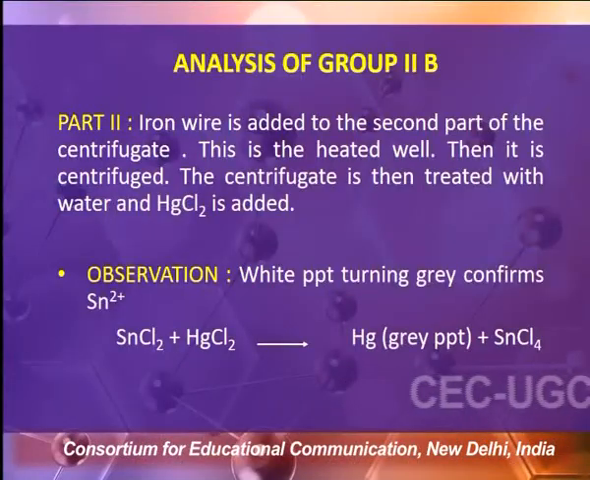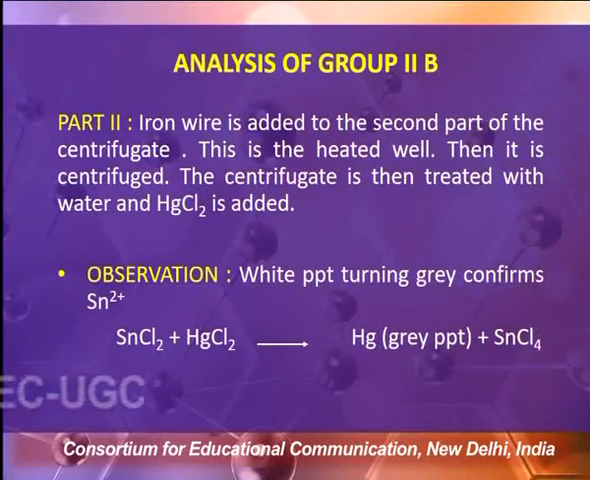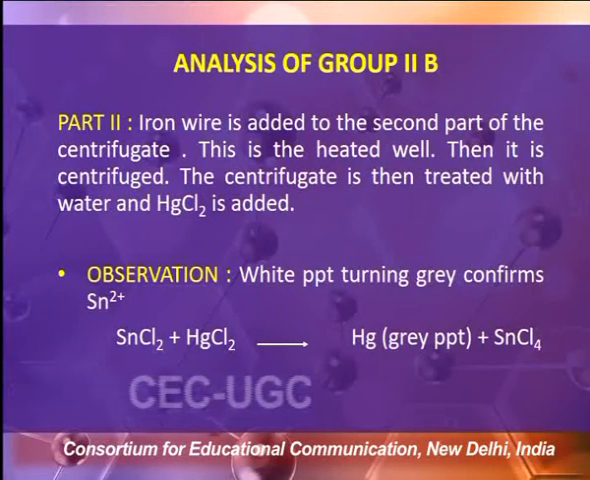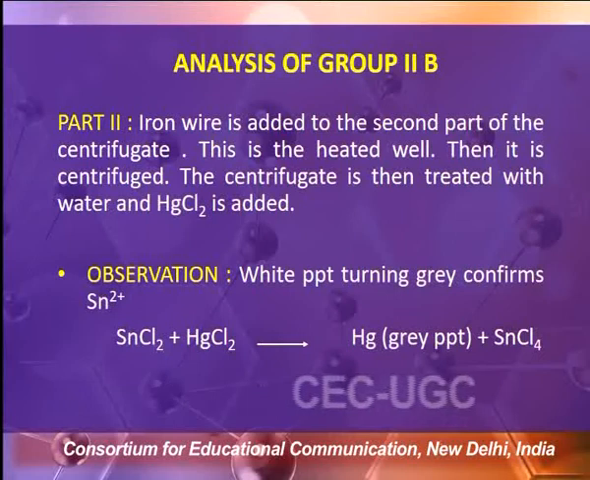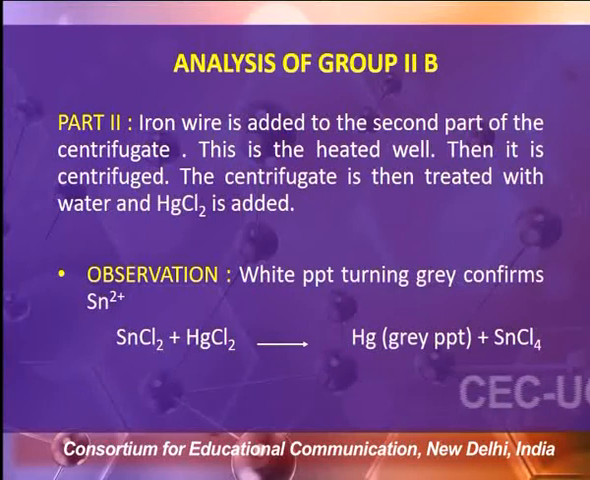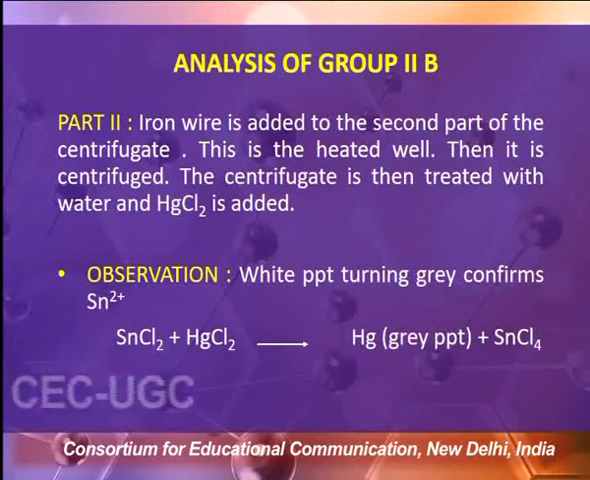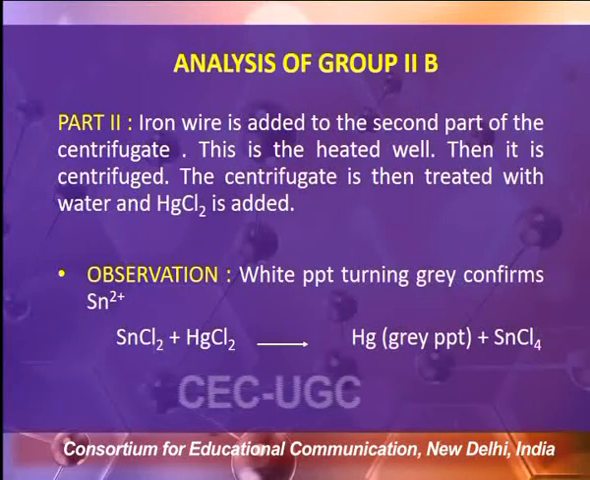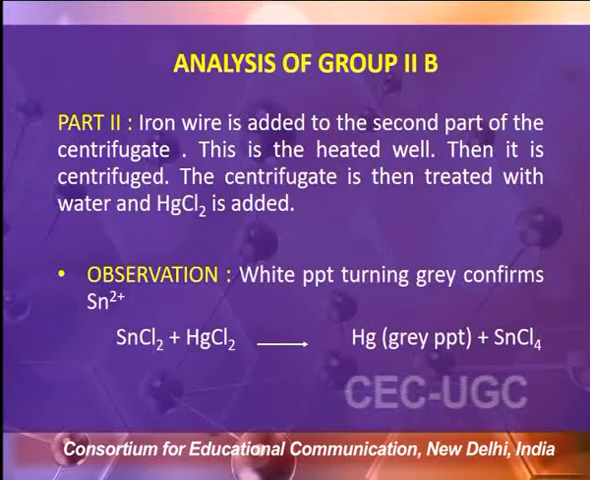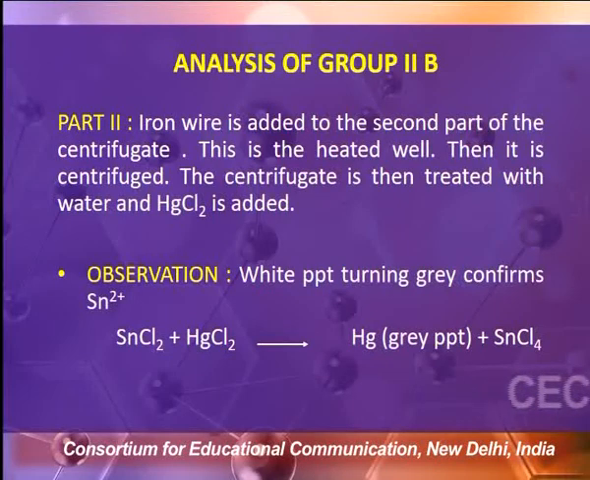And the chemistry involved is as shown, wherein tin chloride reacts with mercurous chloride to form mercurous ions which deposit as a grey precipitate along with stannic chloride which is formed, and hence the grey precipitates which are obtained confirm the presence of tin in the mixture.